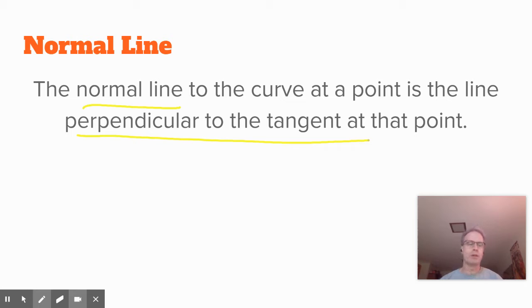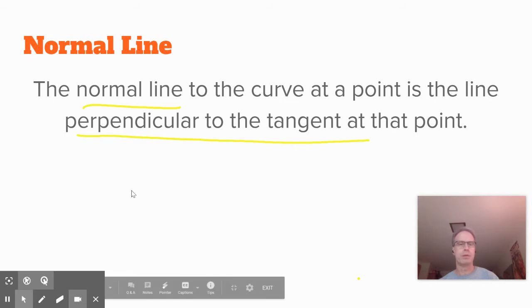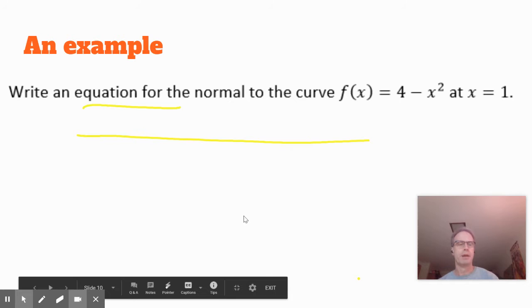So how do we go about doing something like this? Well, what we're going to do is take an example. And again, freeze this. Again, the normal line is just going to be perpendicular to the tangent line. If you're in physics, they might have used the word orthogonal, but that's just another fancy word. All right, so let's take a look at this particular example.